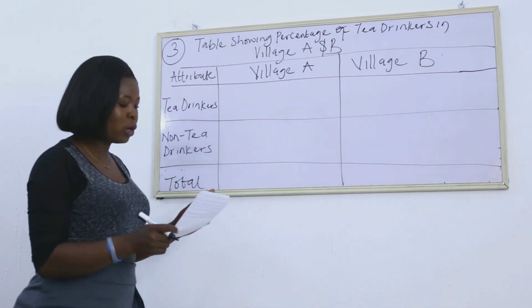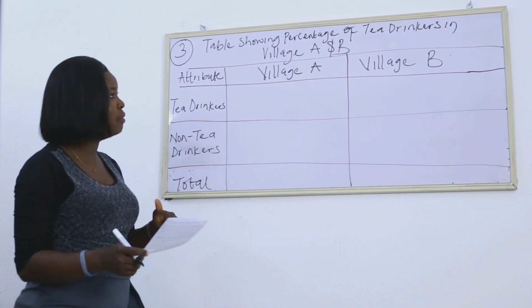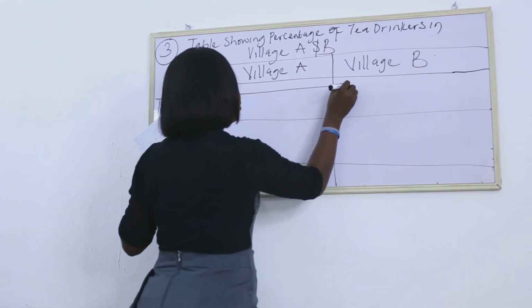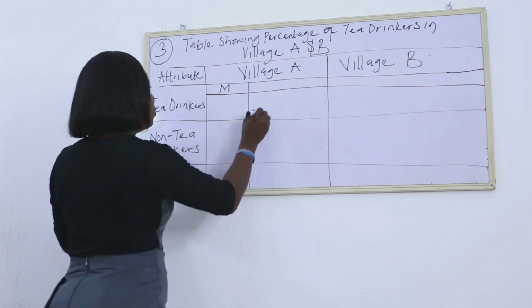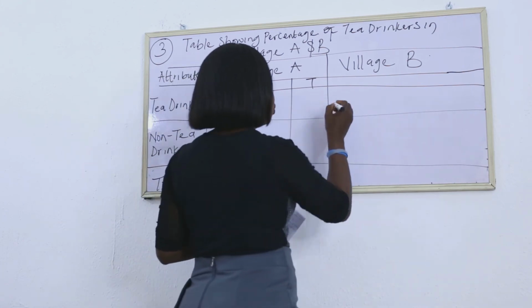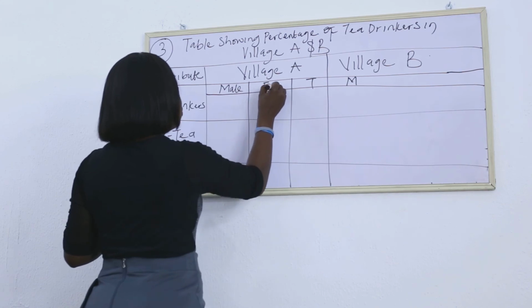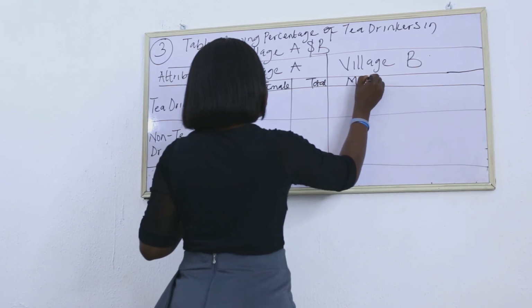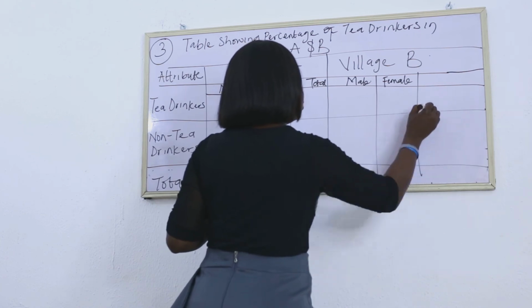Don't also forget in the question they have indicated male. So where there is male, we would automatically have female. So I'm going to represent what I have in the question on the board now. I have male, female, and the total of all. Then for village B, I have male, female, then total.